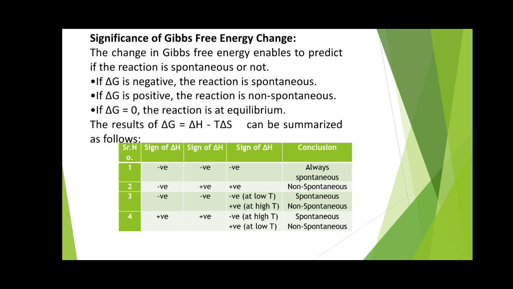Okay, this can be understood in the given table. I have given some important terminology or signs of delta G, delta H and T delta S, and also the conclusion. If the sign of delta H is negative, see in serial number first, if the sign of delta H is negative, that means the change in enthalpy is negative.